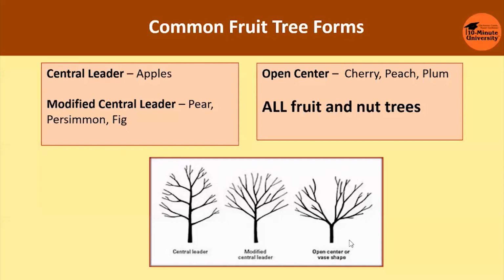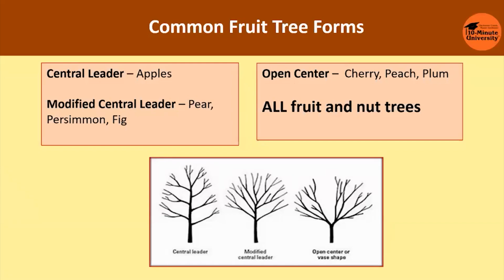Open center is shaped like a vase. Light comes in through the center, reaching the rest of the canopy. And the tree tends to be wider and lower. In theory, the open center trees give more productive space than a central leader. A modified central leader can be made by removing the top upward facing branches from a central leader.